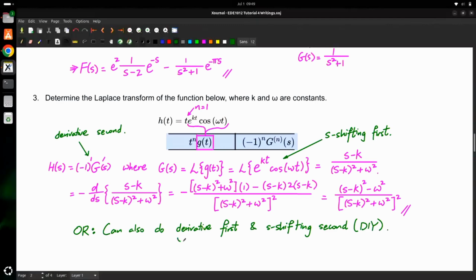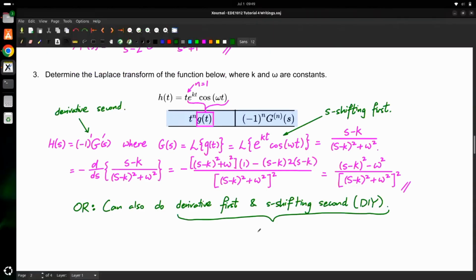So derivative first and s shifting second, effectively you are trying to find the Laplace transform of e to the kt times t cosine omega t. So you can see this t cosine omega t, you do derivative first because the t is applied to cosine omega t. Then after that, the s shifting comes second because the e to the kt is outside, but it's the same function, right? Okay, so if you do this, you will notice that you get the same answer. Yep. What difference does it make? I think doing derivative first might be easier.